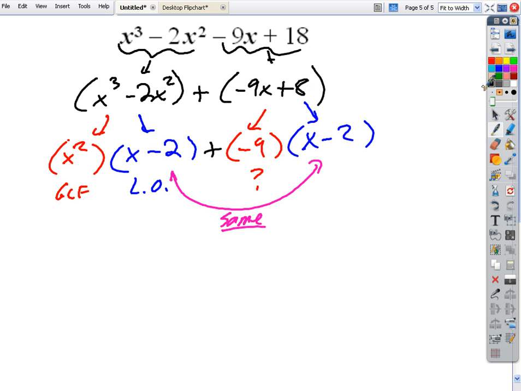Whoops. It is positive 18. Sorry, that makes a little difference, doesn't it? See, I forgot the one. Okay, so it worked. And then all we have to do now is just rewrite our answer in the correct form.